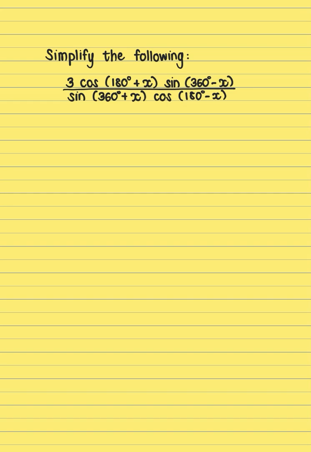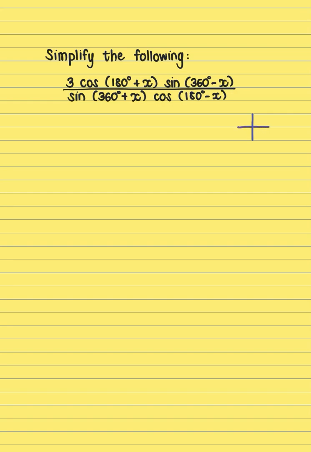Okay, firstly, they're saying we need to simplify this. So what you're going to do is wherever you see brackets with an angle in those brackets, you need to figure out which quadrant those angles are in. So I'm just going to draw a small Cartesian plane here so that we have something to refer to.